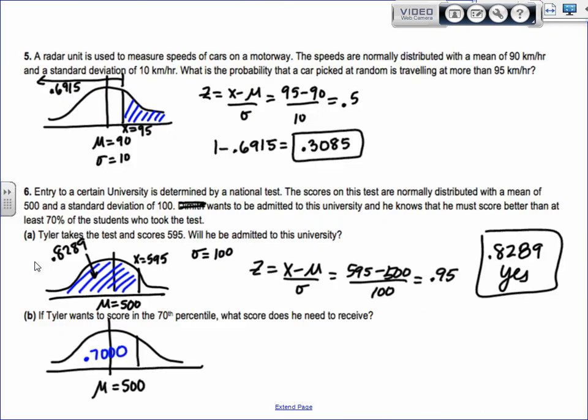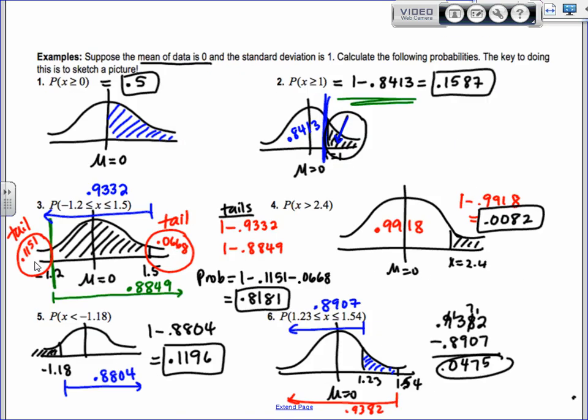So that's what I'm missing. I don't know the z-score. I want to find it. So find the z-score that gives 0.7000 as a probability. Okay, so I'm going to go to my chart and I'm going to look for 0.7000.